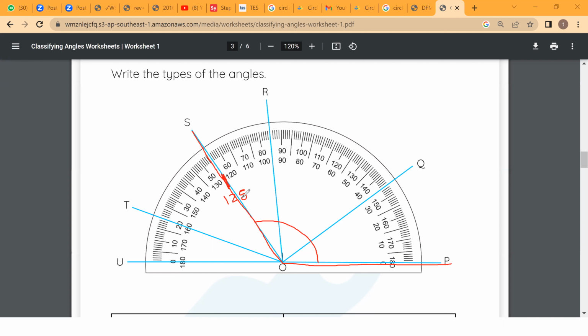So we know types of angles. We know complementary, supplementary, straight, reflex, acute, obtuse, and all the goodies. I think that's it with angles. Let's look at triangles. What are the types of triangles that we have?